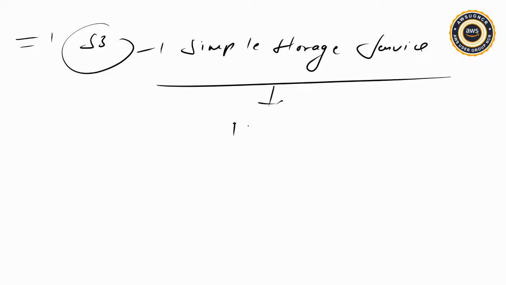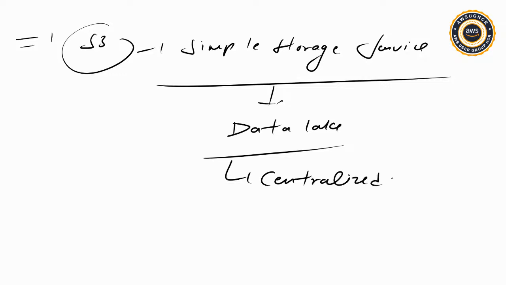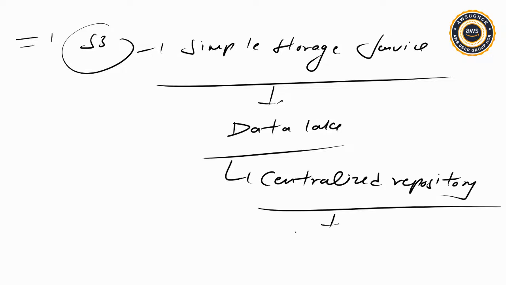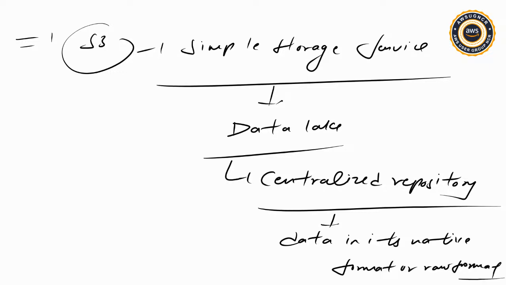Okay, and that is data lake. So S3 is used as a data lake widely in industries. What is a data lake? In very simple language, it's a centralized repository which contains data in its native format or raw format. Remember that. And the same thing S3 is doing: S3 is storing the data in its native format or raw format.